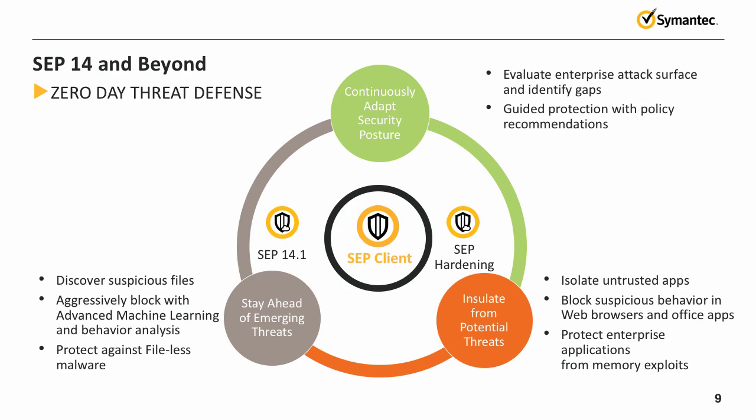SEP 14.1 provides new sets of controls to help discover suspicious files, aggressively block attacks using advanced machine learning and behavior analysis, and protects against fileless malware. SEP Hardening, when available, will protect against both file-based and fileless malware being introduced by Microsoft Office macros, browsers, and other applications, and is the next line of defense that builds upon this new platform.